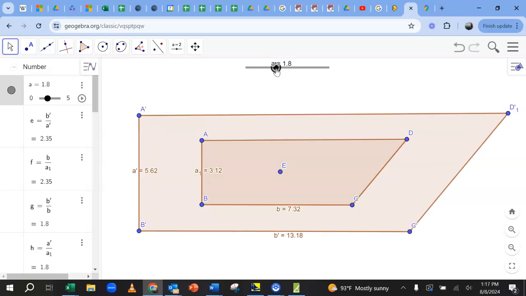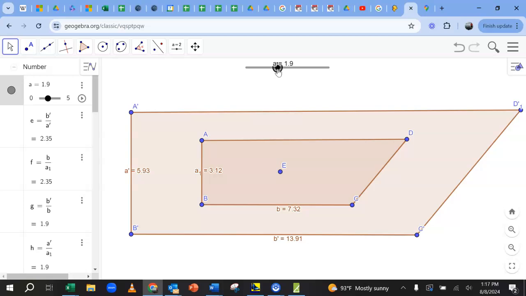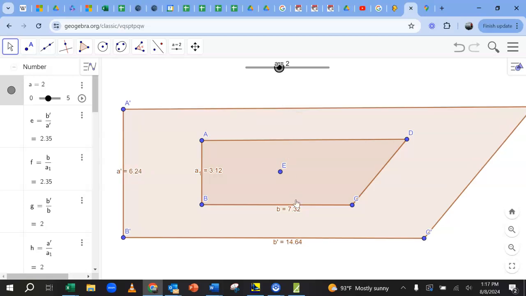So let's set that to be 2 to be simple. Okay, and notice 7.32 scaled up by 2 is 14.64, 3.12 doubled is 6.24. And I'm making sure I'm having the GeoGebra do a little algebra over here and actually double checking that for me.